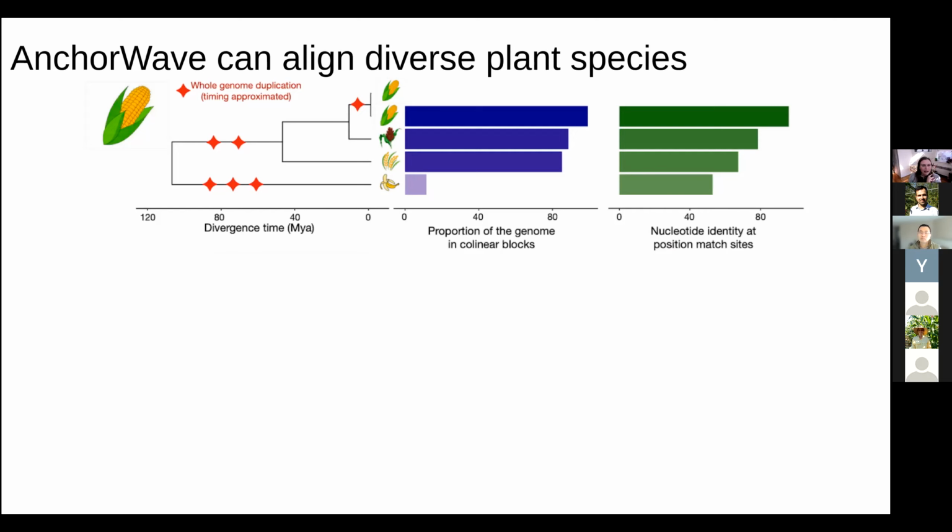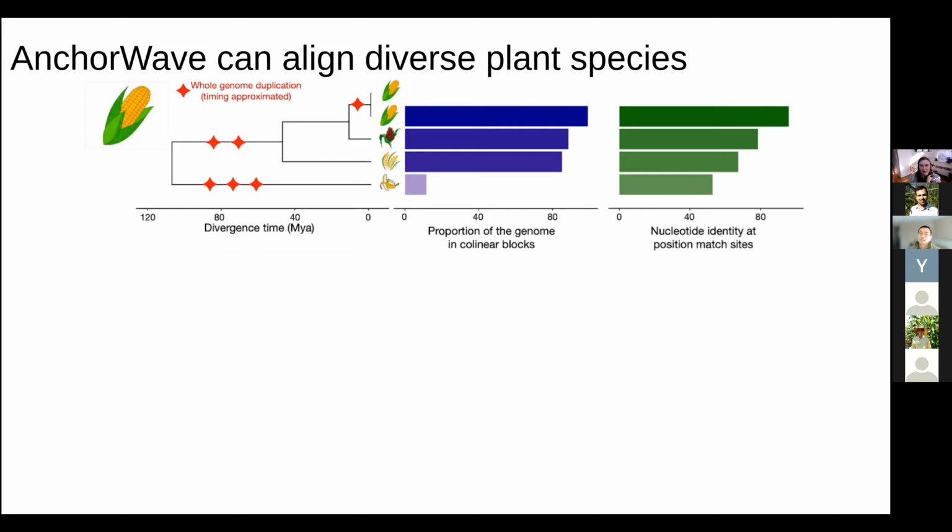So I have a phylogeny of these various maize relatives over here on the left, with red stars showing where there's been a whole genome duplication event. And in the middle in purple is the proportion of the genome that's in collinear blocks. So I've already shown you this comparison between maize and maize. So B73 on the top is going to be compared to each of these genomes below it. So this other maize individual is Mo17, where we recover almost 100% of the genome in collinear blocks.